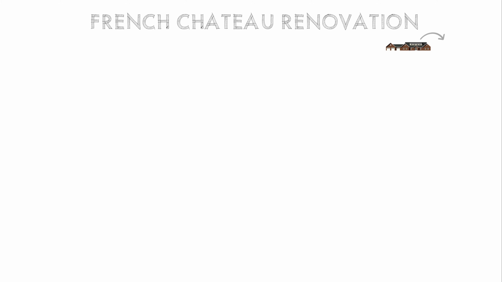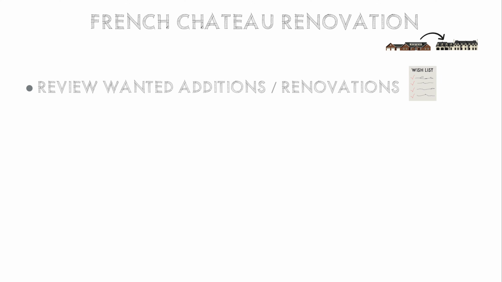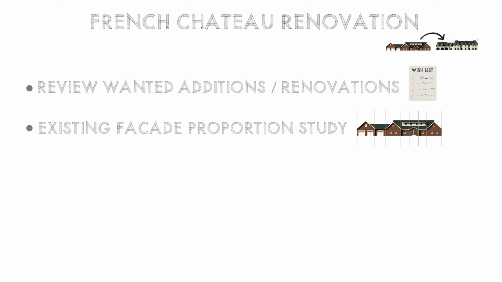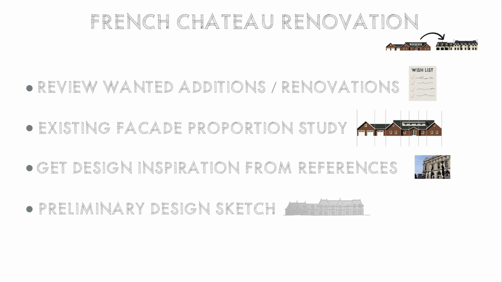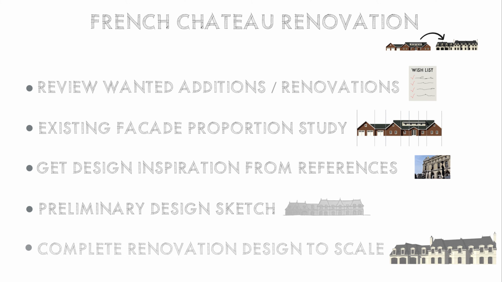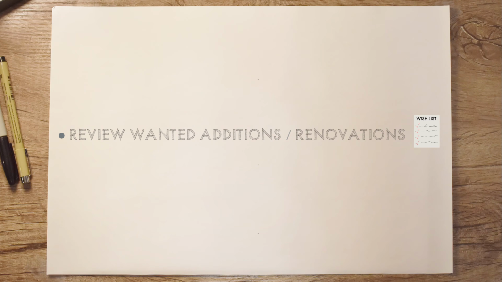What's going on, guys? So today we're going to go over a French Chateau renovation project that I've been working on. We're going to go over a few things like the additions and renovations wanted. We're going to study the existing facade proportions. Then we're going to look at some references for design inspiration. Then I'm going to draw a preliminary design sketch, and then we're going to go over all the choices I made that resulted in the final design. Alright, let's get into it.